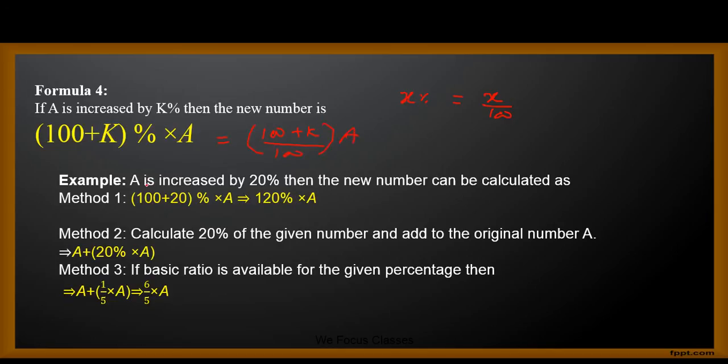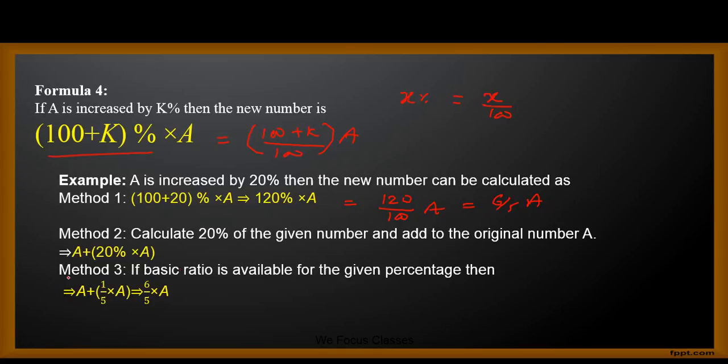For example, A is increased by 20%. Then the new number can be calculated as, method 1, 100 plus 20, 120% of A. If you want to write it in fraction, 120 by 100 into A. If you simplify that, you will get 6 by 5 of A. Or else, first we can calculate the 20% of A and then add that value to A. Then also we will get the same value.